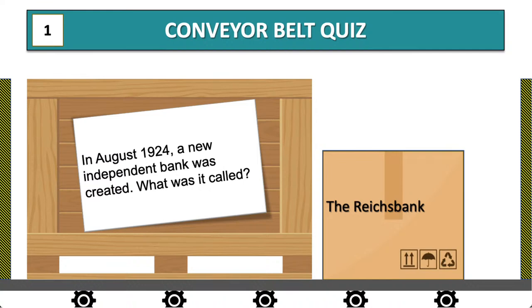They were pegged to the value of gold within Germany and pegged to the value of German gold reserves, so it limited the amount that they could print. So the Reichsbank, established in 24.